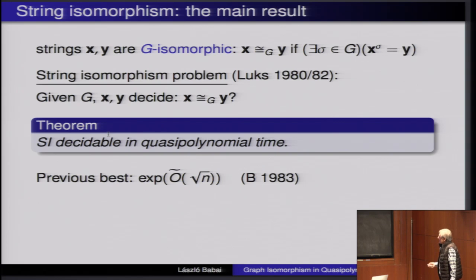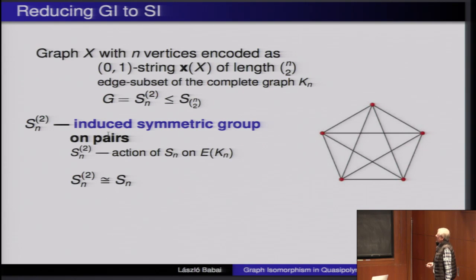All right. So the string isomorphism problem has also been considered in the old days, and the previous best estimate was my paper from 1983, which was also exponential in roughly square root of n. The tilde hides a polylogarithmic term there, and now my claim is that string isomorphism is decidable in quasi-polynomial time. So the first thing I have to argue is that graph isomorphism reduces to this problem.